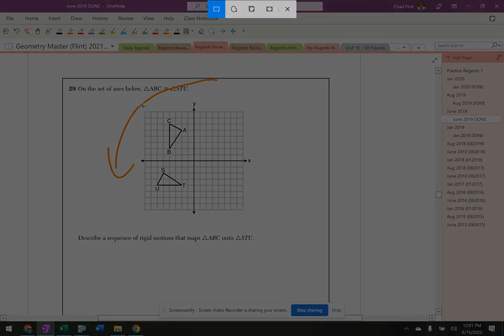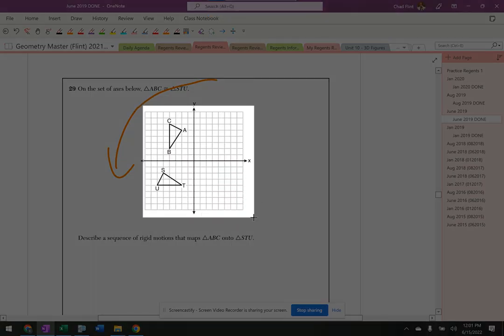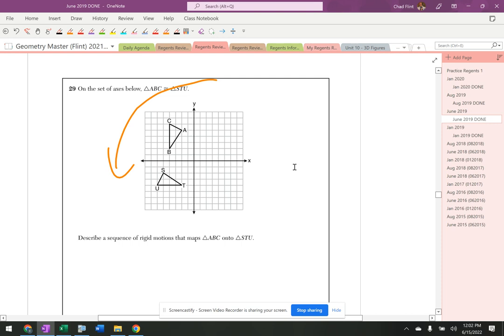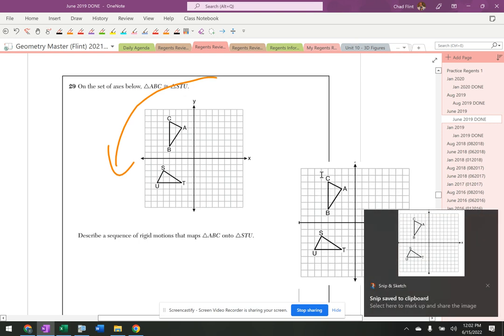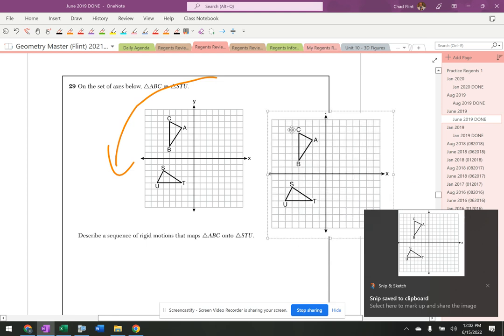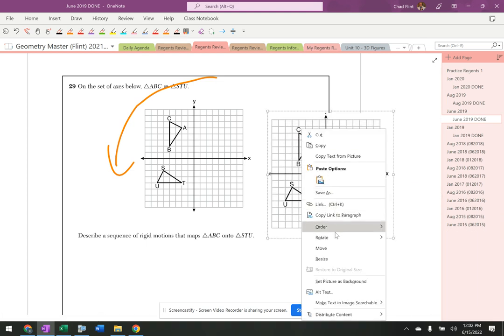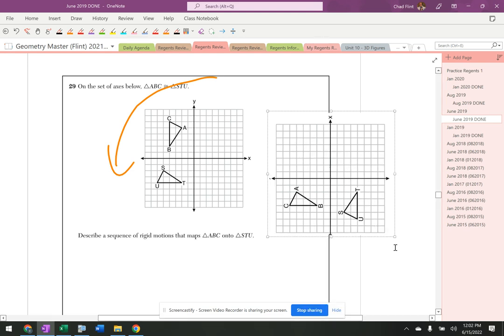All right, you guys would want to take your paper and turn it, write the coordinates down and put it back. All right, so I'm going to paste this here, and I'm going to bring it right up here. And I'm going to rotate it 90 degrees to the left. All right, counterclockwise, rotate it 90 degrees to the left.